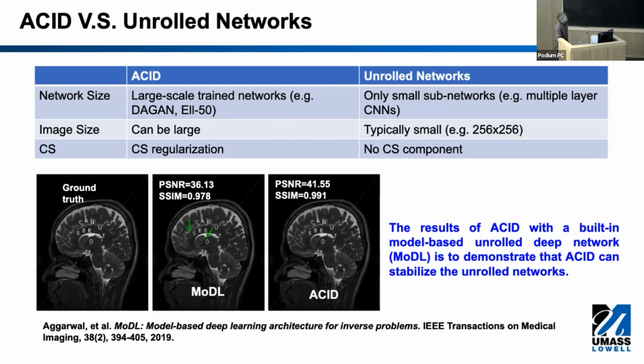Also, the unrolled network can be viewed as a whole, so we can use ACID to improve the stability of the unrolled network. For example, here we did some experiments. We show that ACID can further improve the model-based deep learning method. This is the orange one, which uses ACID.